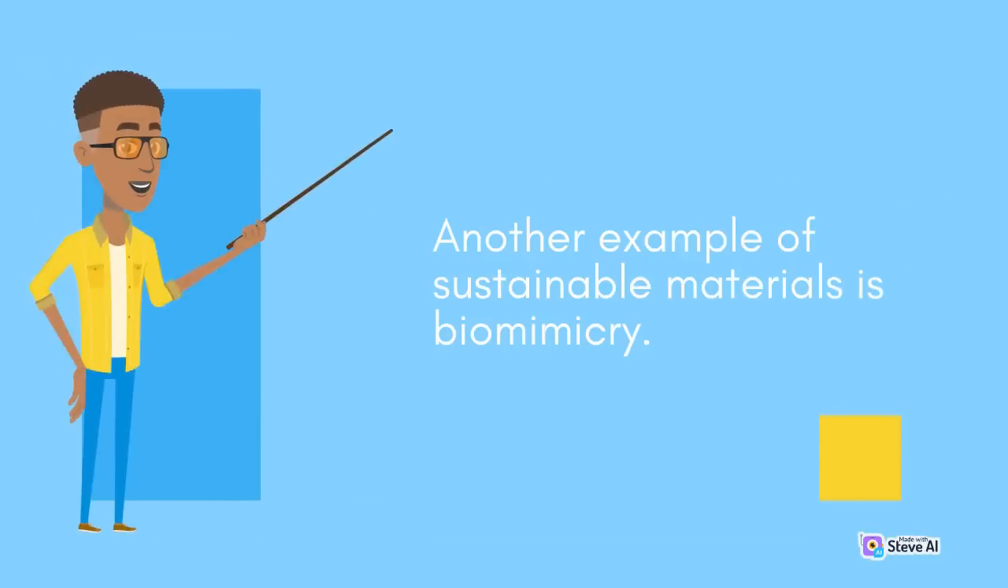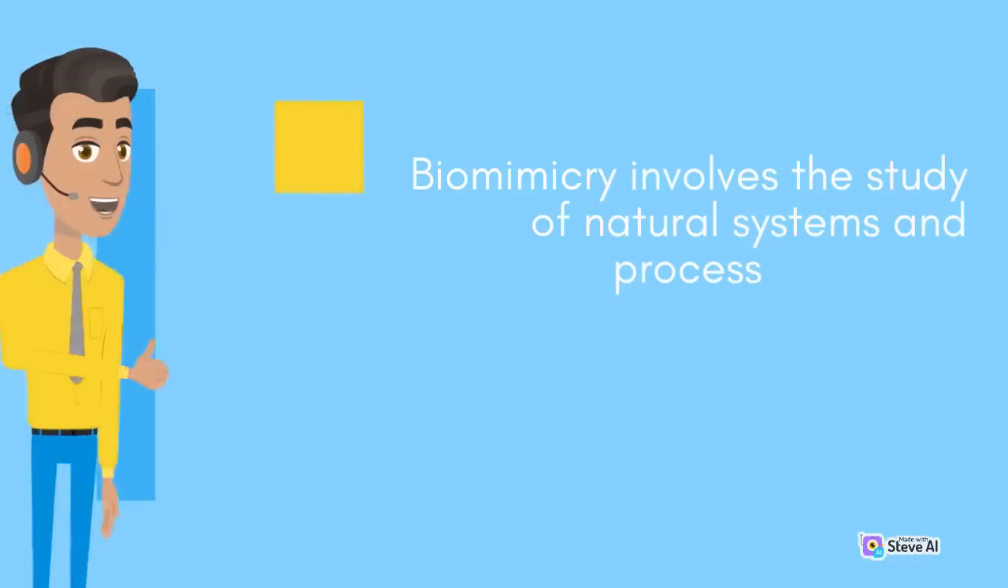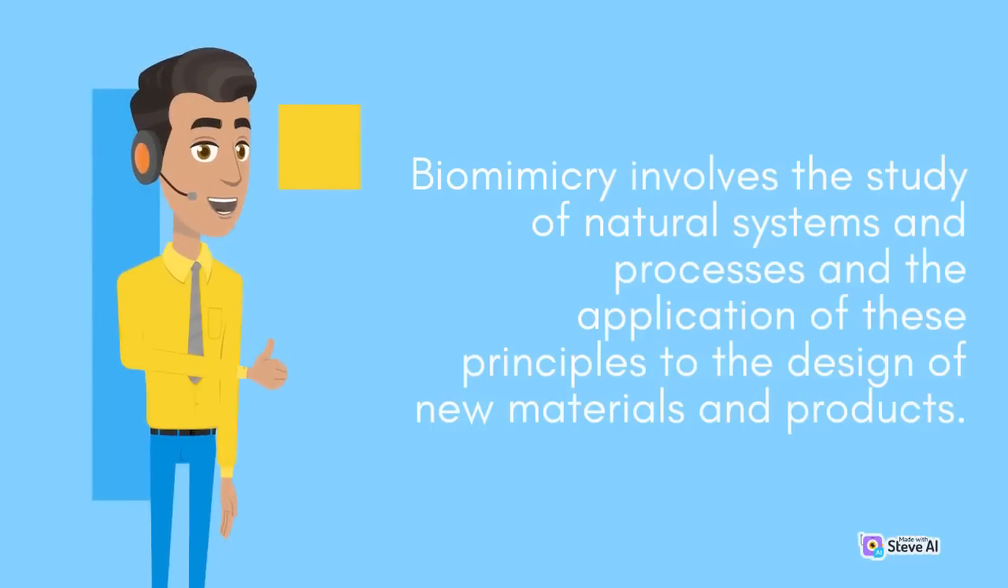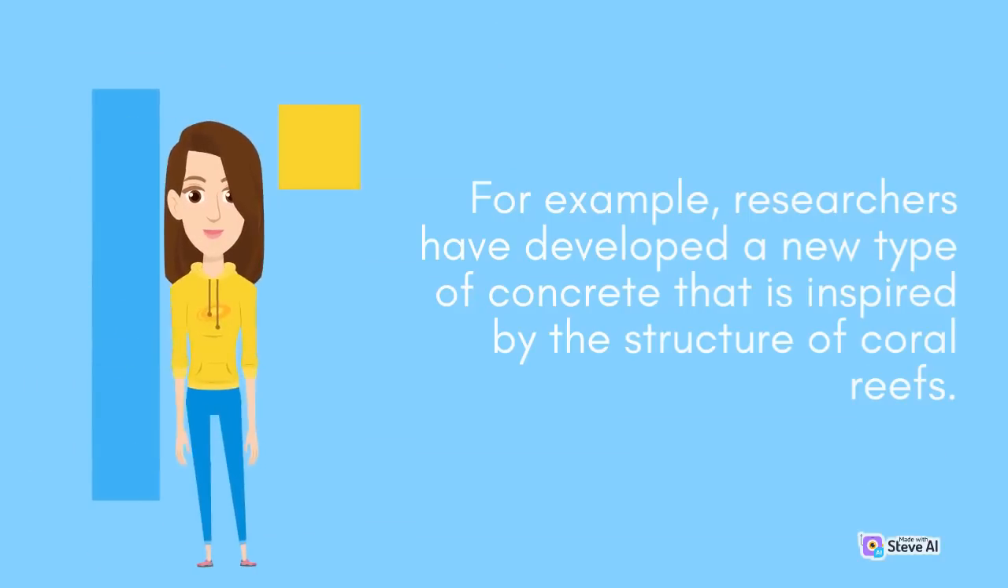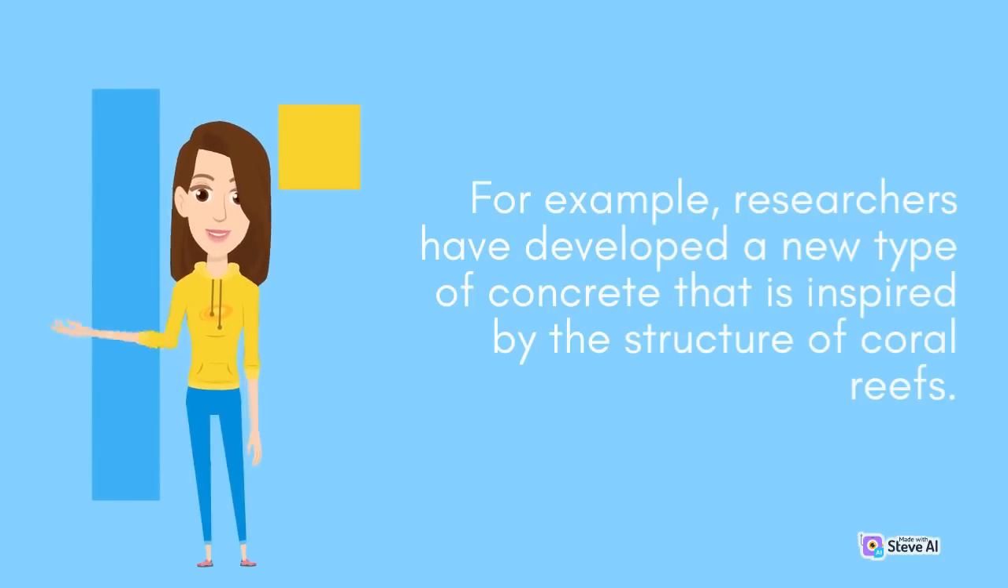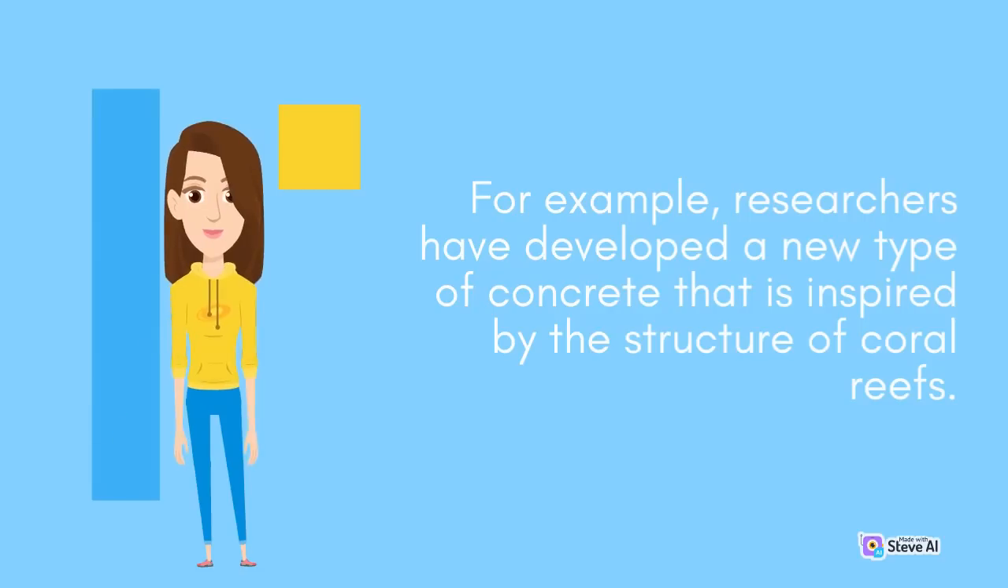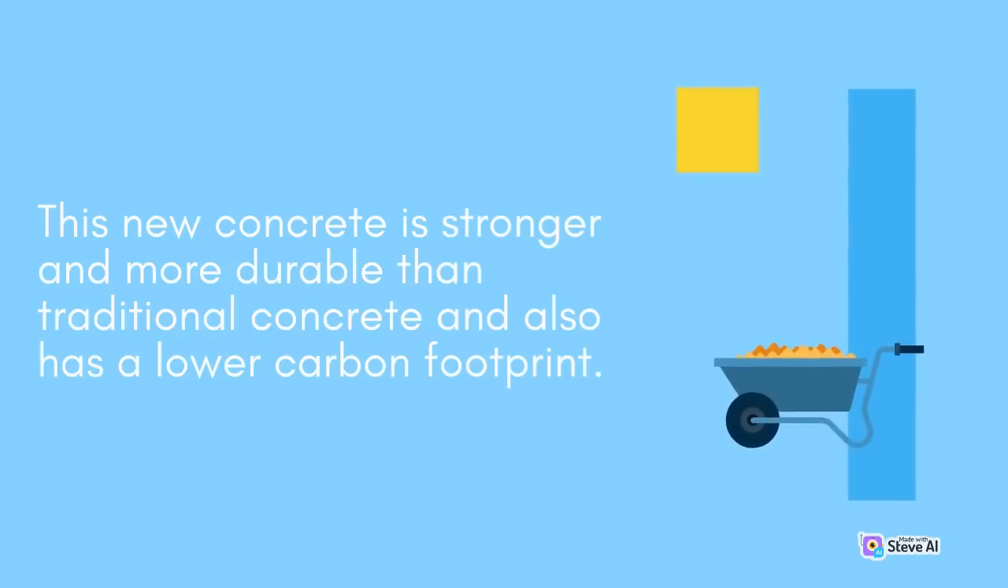Another example of sustainable materials is biomimicry. Biomimicry involves the study of natural systems and processes and the application of these principles to the design of new materials and products. For example, researchers have developed a new type of concrete that is inspired by the structure of coral reefs. This new concrete is stronger and more durable than traditional concrete, and also has a lower carbon footprint.